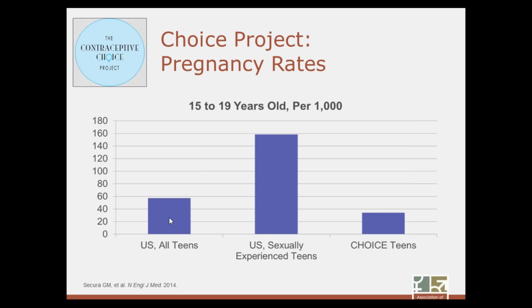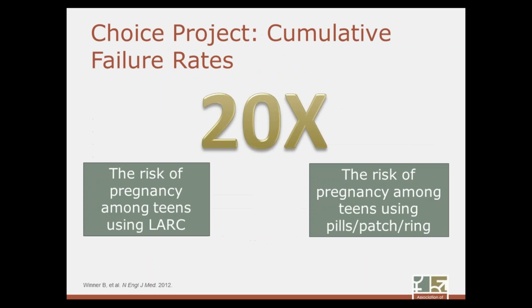And then if we look at the teens who are having sex, those teens have a risk of 159 per 1,000. And with the Choice Project, with LARC and counseling, they were able to reduce the risk of pregnancy to 34 per 1,000. So it's a very substantial change. And so what you can actually take away from this is that LARC and Depo were much more effective.